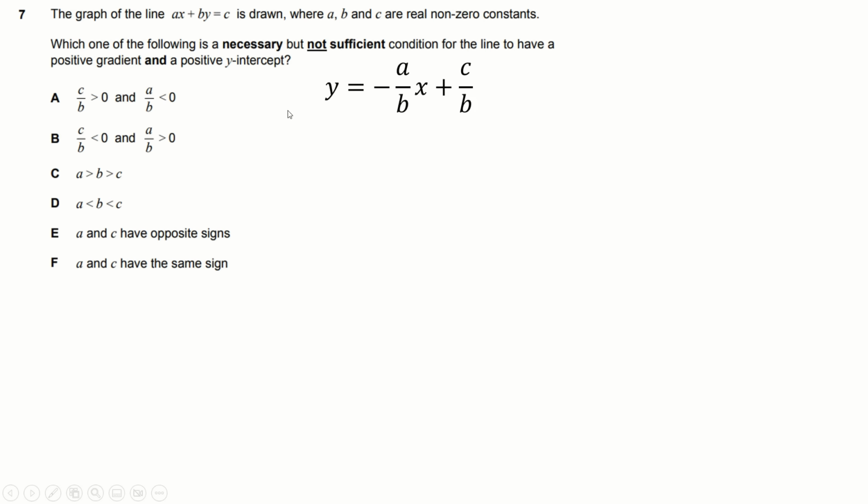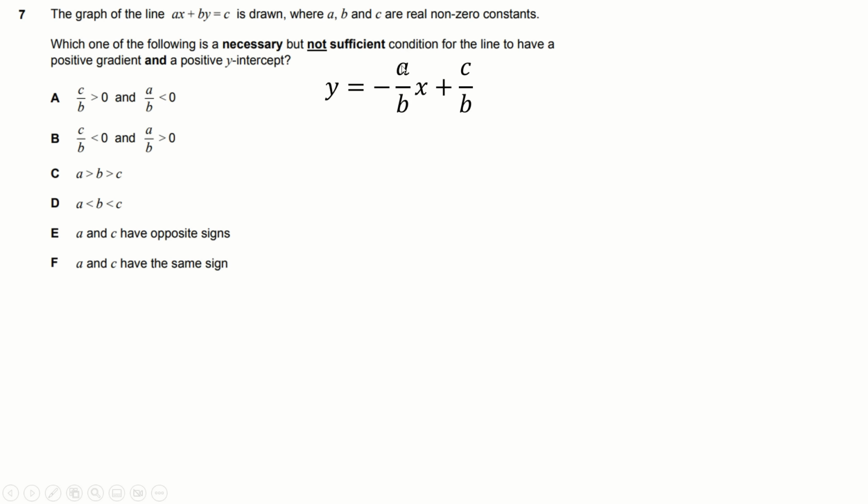What we want is a condition that is necessary but won't guarantee the thing actually happens. So let's go all the way down to e. A and c have opposite signs. Now, if a and c have opposite signs, that means that one of these fractions is positive and the other negative. Now, if this is the positive one, that means this is the negative one. And then that will be perfect because the two negatives cancel to make this. However, that's not always the case, right? Because this could be the negative one.